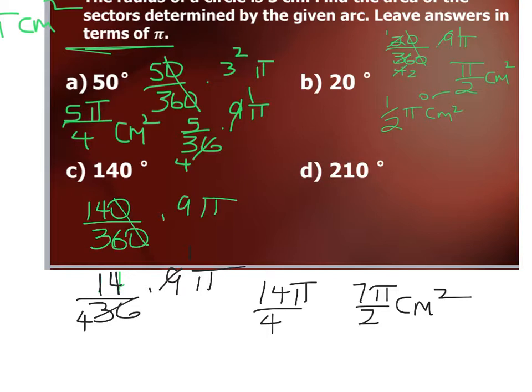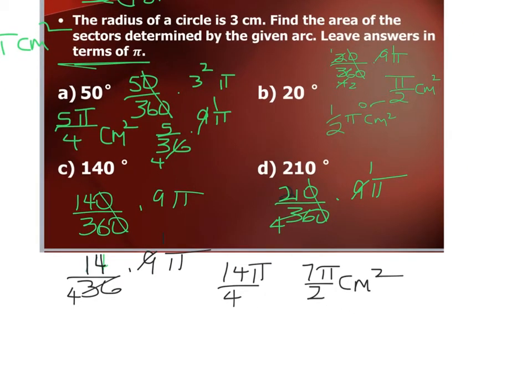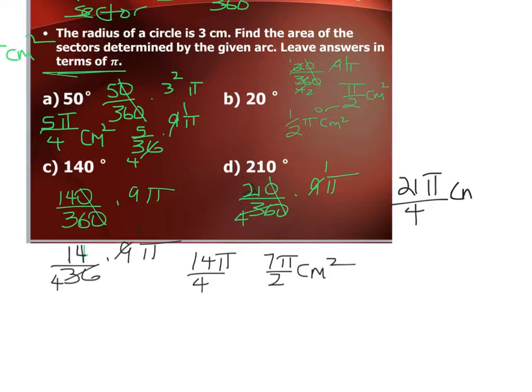Part D, same thing. 210 over 360 times 9 pi, because it's 3 squared. Cut off the zeros. Again, simplify the 36 and the 9. Now I'm at 21 over 4. I can't simplify 21 over 4, so I'm going to leave it 21 pi over 4 centimeters squared.